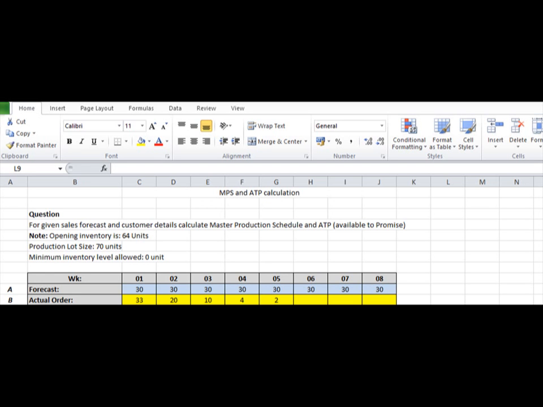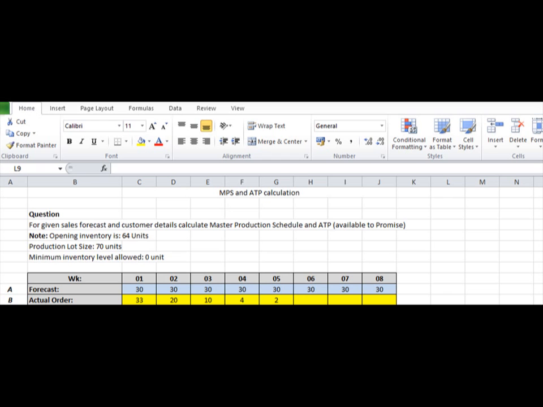Hi friends, it's Navneet here again with some more questions on MPS and ATP calculation. We have seen in our last video how to calculate ATP and MPS. It was one of the basic problems. Now we'll go for some difficult, or we can say advanced, problems, in which we will see what to do when ATP is negative.